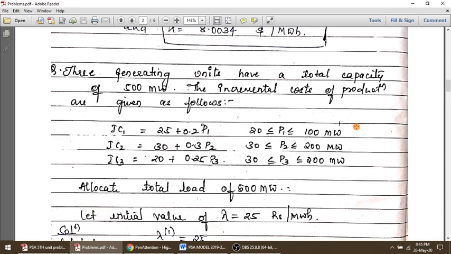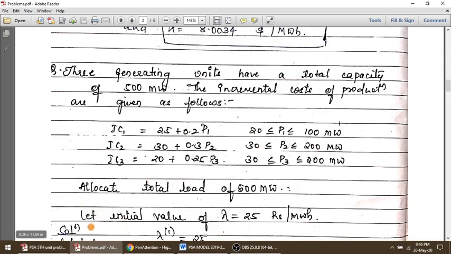First, we have 3 generating units with a total capacity of 500 megawatt. The incremental costs of production are given as IC1, IC2, IC3. These are dF1/dP1 values; they are not F1, F2, F3 values. Clear? So 25 is the B coefficient, and 0.2 gives you 2 into C. It is not only C, it is 2 into C. And these are the generator limits.